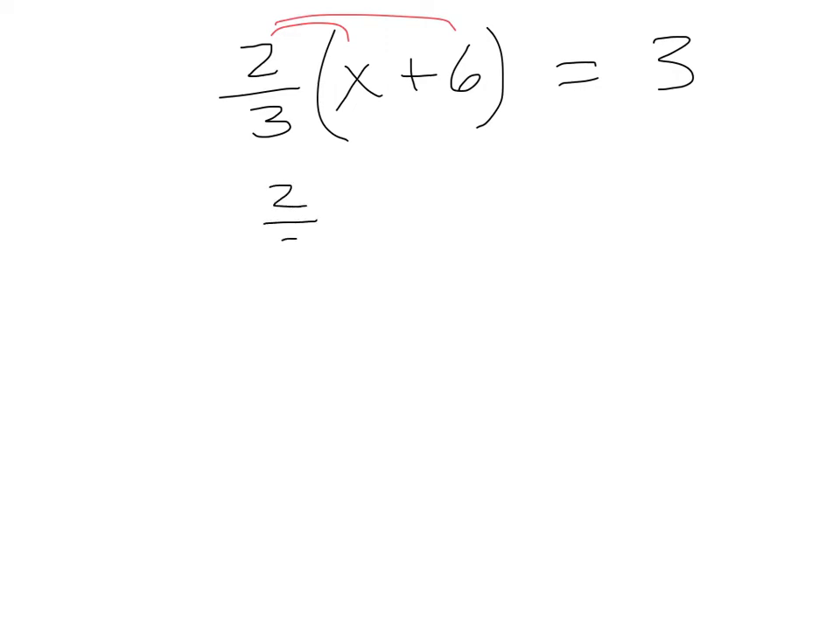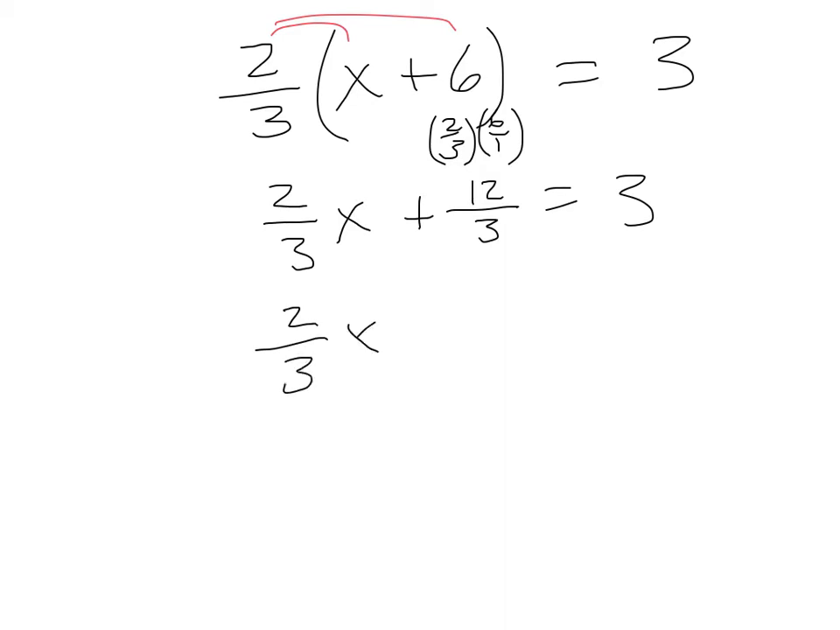You've got 2/3 times x. 2/3 is multiplying x, there it is. And then 2/3 is multiplying 6. 2/3 multiply 6, which is really over 1. So on top you've got 12 over 3 times 1 is 3. Okay. Here we have it. So we've got 2/3 of x plus 4 is equal to 3. Well, there's nothing more I can do on either side.